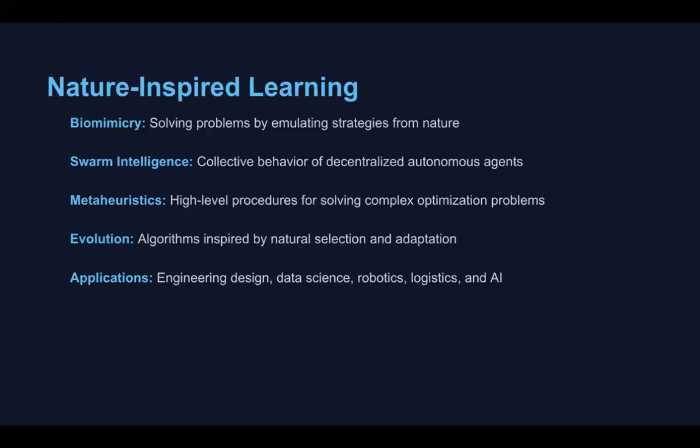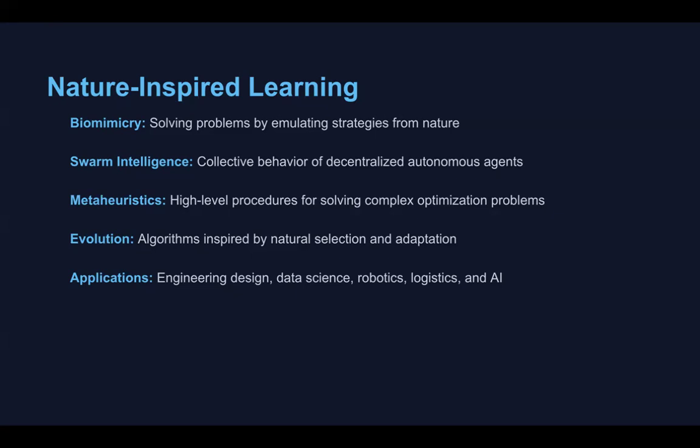Now, in order to understand social spider algorithm, we need to understand some key concepts such as swarm intelligence, metaheuristics, evolution, and applications. Metaheuristics are nothing but high level procedures for solving complex optimization problems. Evolution refers to algorithms inspired by natural selection and adaptation. Applications are where we can implement all these algorithms and strategies in engineering, design, data, everything.